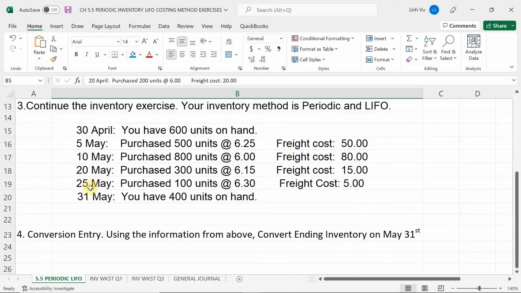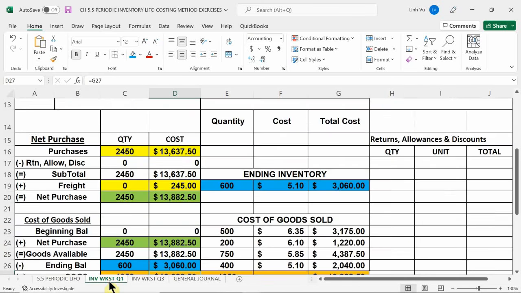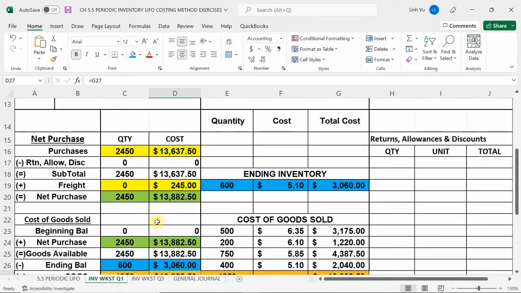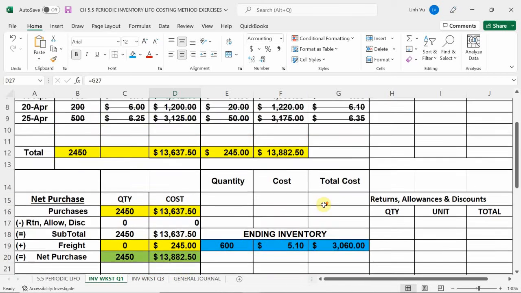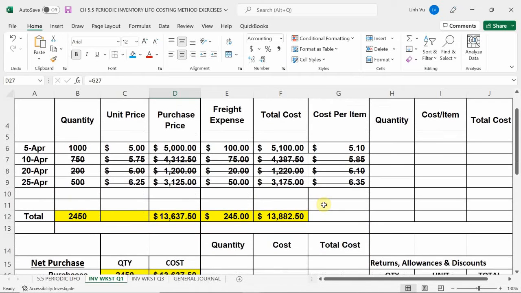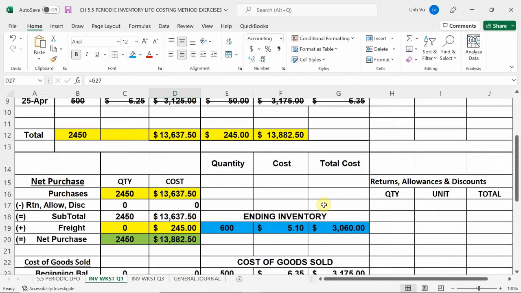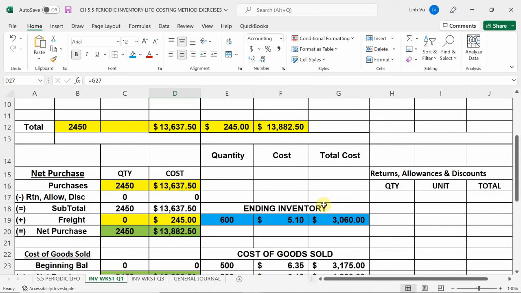So in this case, you have information right here that says that on April 30th, you have a total of 600 units on hand, which we know to be true, because we have it right here on our inventory worksheet. So I need to carry that 600 units over. Now in this case, we got lucky that it's all combined into one, whereas in the previous exercise for FIFO, we had to carry two batches of inventory over.